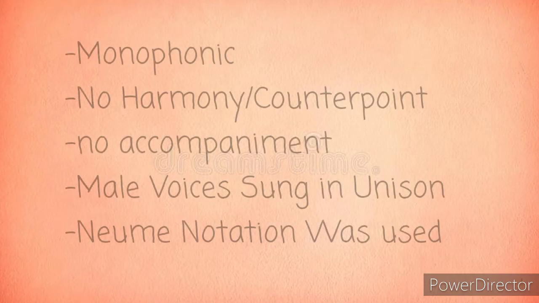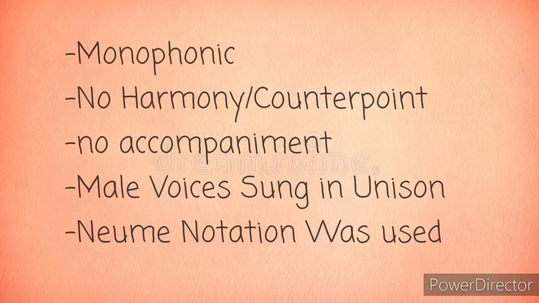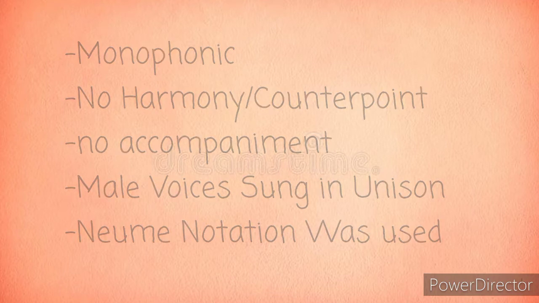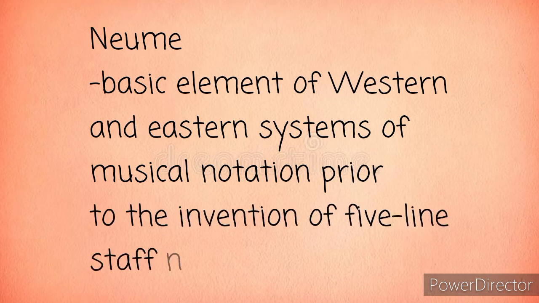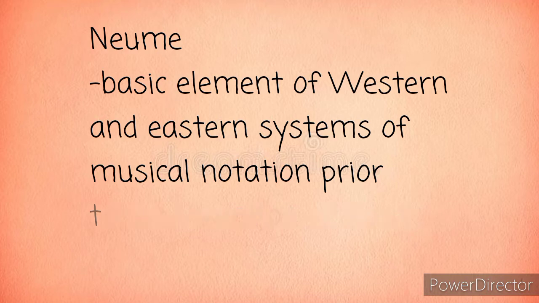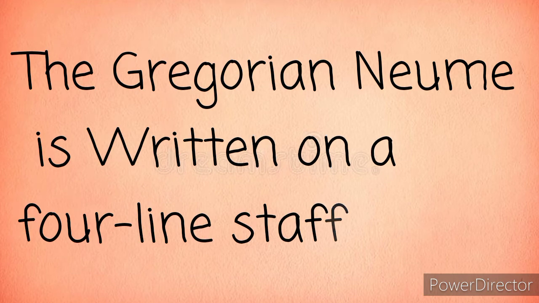Gregorian chant is monophonic. It does not have harmony nor counterpoint. It was sung without accompaniment. Male voices sang in unison. It was a chant passed along by oral tradition, but later on they were notated. Neume notation was used. A neume is a basic element of Western and Eastern systems of musical notation prior to the invention of 5-line staff notation. The Gregorian neume is written in a 4-line staff.